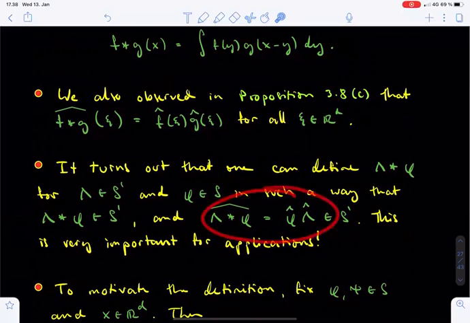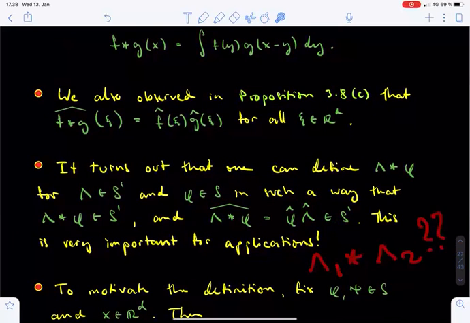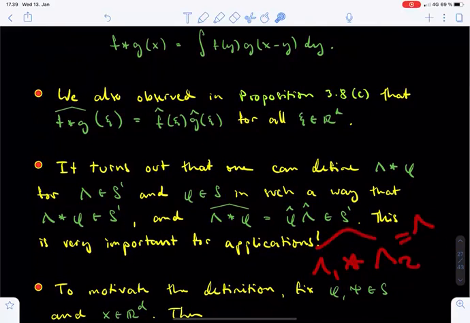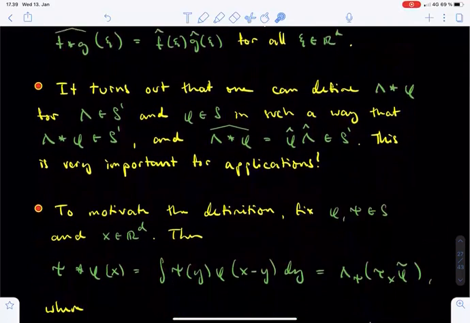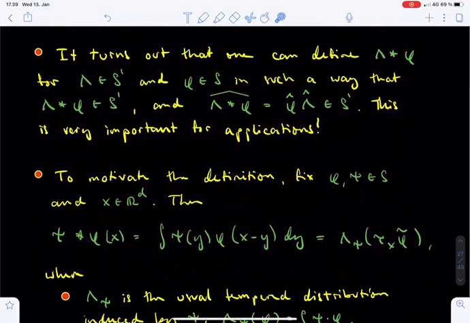From this formula, one can get an indication why it is so difficult to define the convolution of two general tempered distributions. If this was possible, then the Fourier transform of the convolution should equal the product of the Fourier transforms of these two tempered distributions. However, we have not defined what the product of two tempered distributions means, and as far as I know, this is not even possible, at least not in a satisfactory way. For this reason, we focus on defining the convolution between a tempered distribution and a Schwarz function.